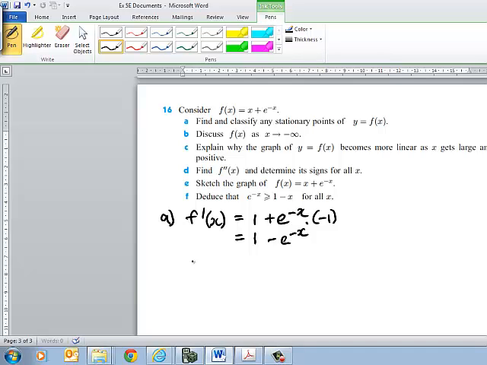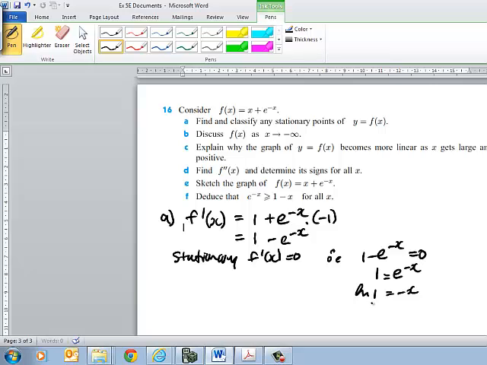Now when you have your first derivative, you want to find the stationary points when that derivative is equal to 0. So therefore we can say that 1 take e to the minus x is equal to 0. We can rearrange that equation, so 1 equals e to the minus x. Take the ln of that: ln of 1 is equal to minus x. We know that the ln of 1 is equal to 0, so therefore x is equal to 0.